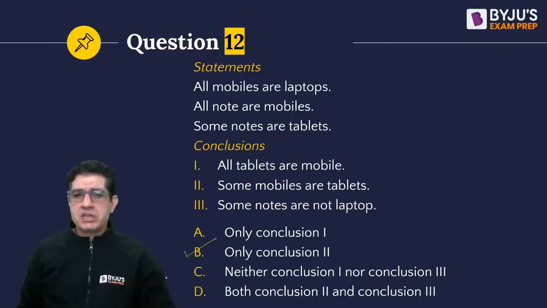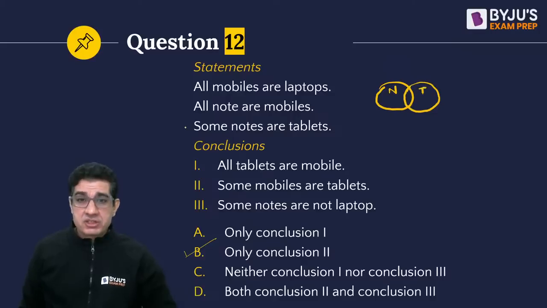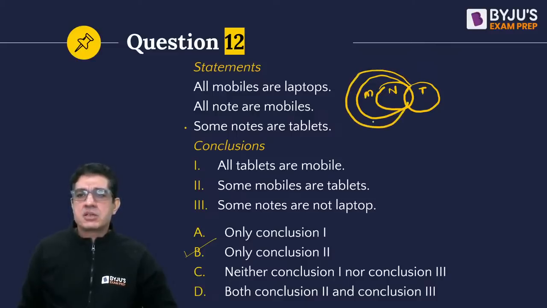It is B. Let me just draw the Venn diagram first. If I look at the minimum overlap, and those of you who worked with me know that the first diagram that we draw is the minimum overlap diagram. So some nodes are tablets. That's your third statement. Then all nodes are mobiles, and then all mobiles are laptops. Let me just draw this one again.